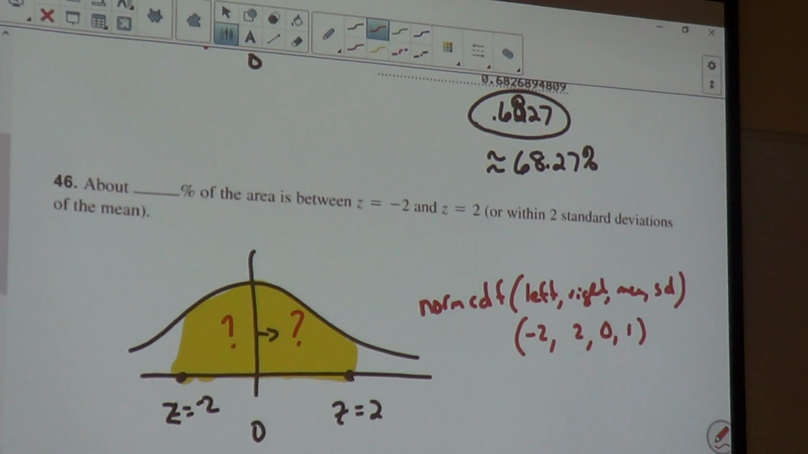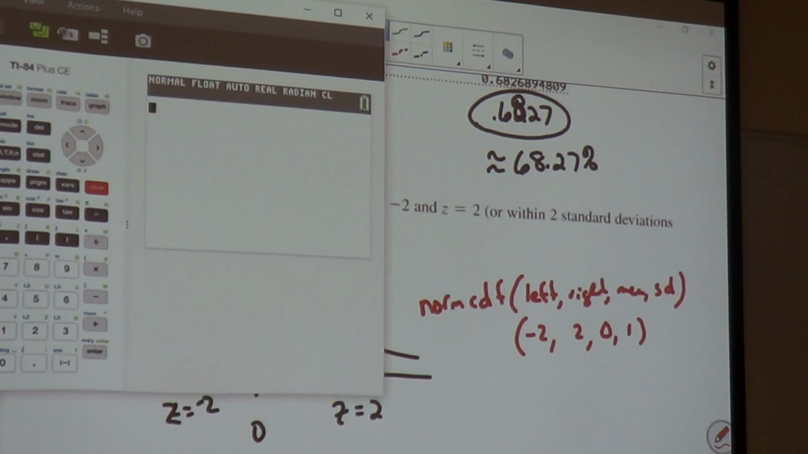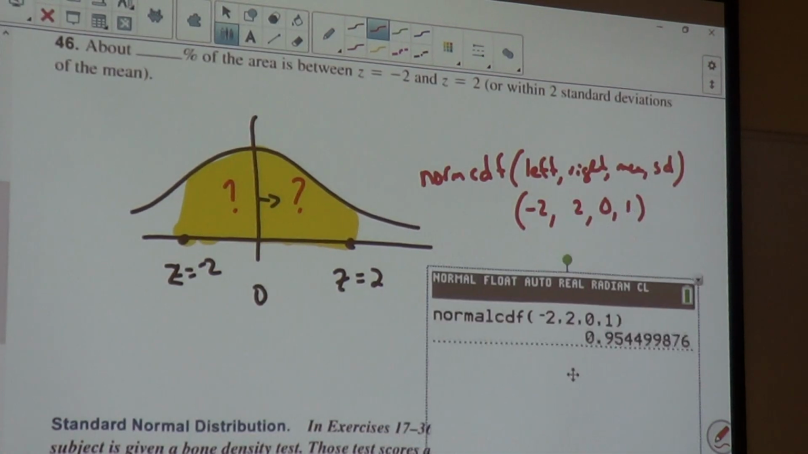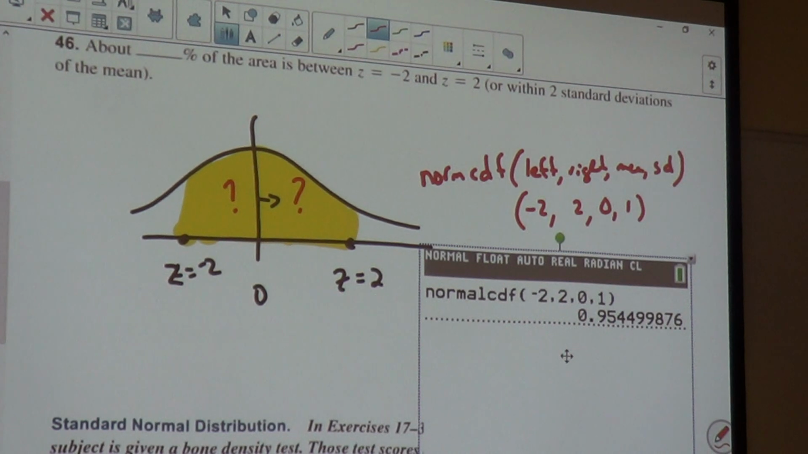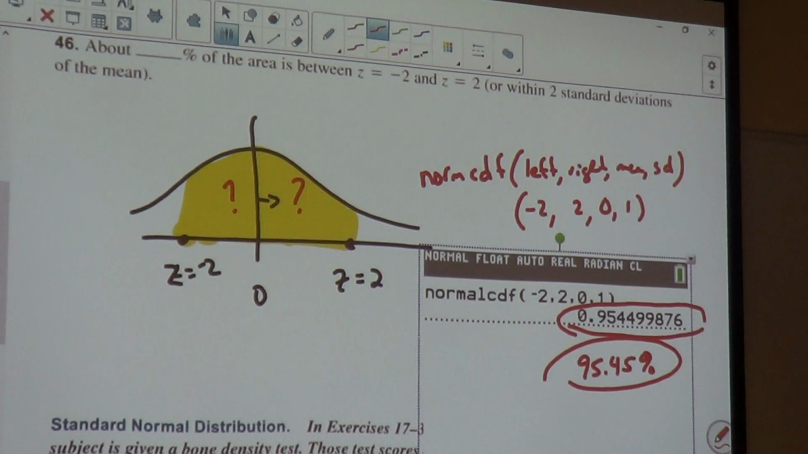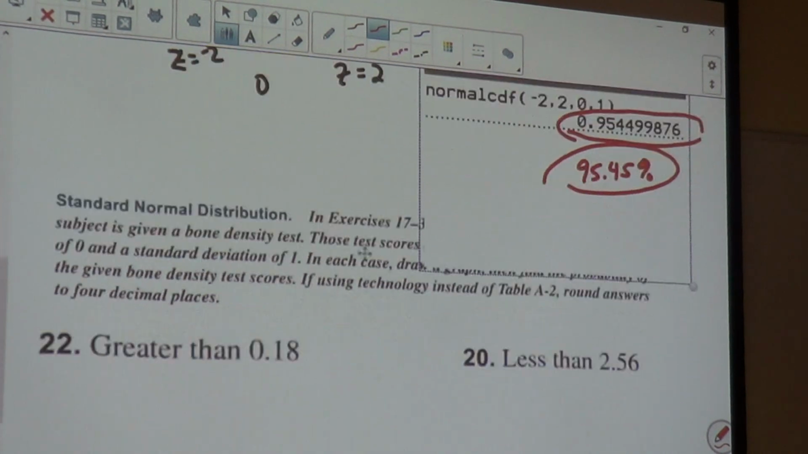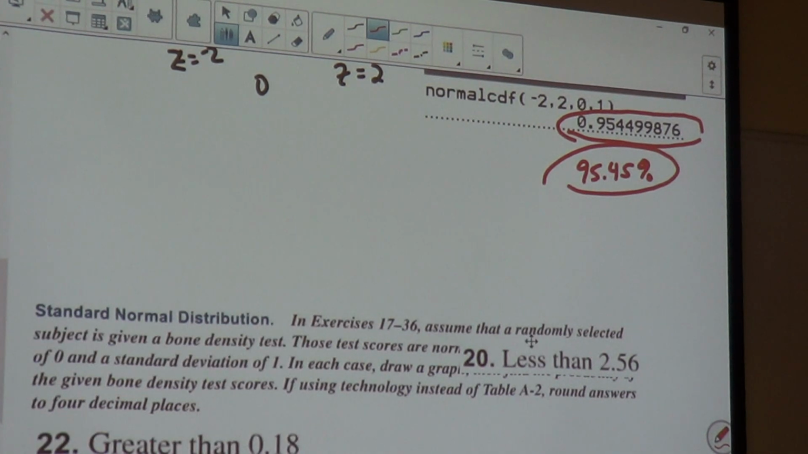Okay, so if I come over here and I do second enter, I'm going to not do that. I meant to back that thing up. I'm going to do -2, +2. Look, 95 point something something. So this would be my area under the curve, or 95.45%. All right.